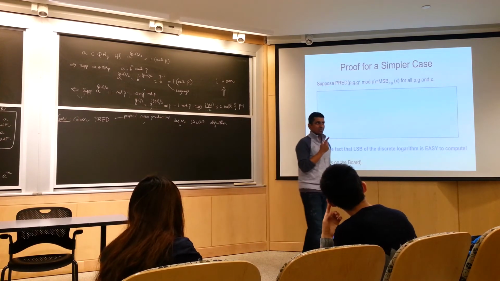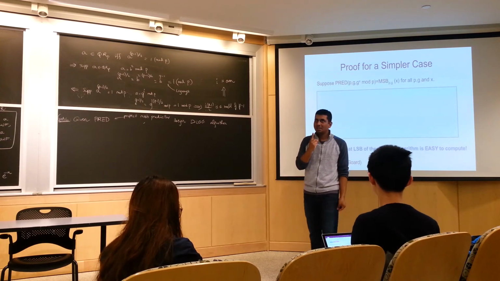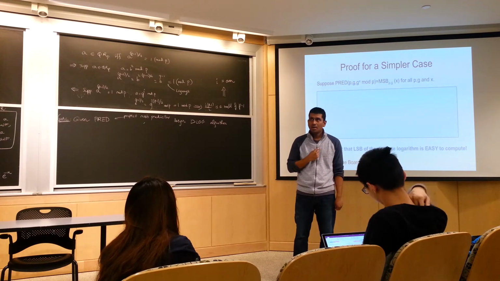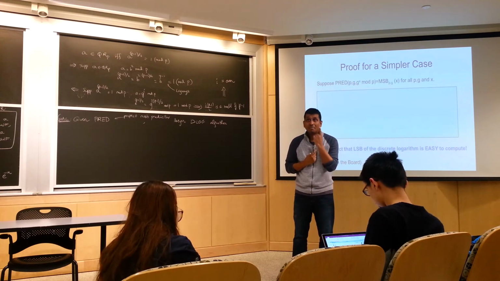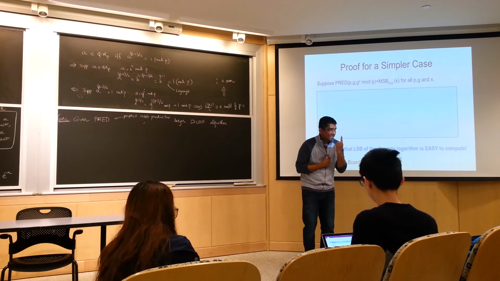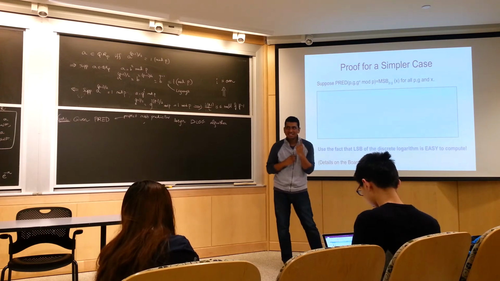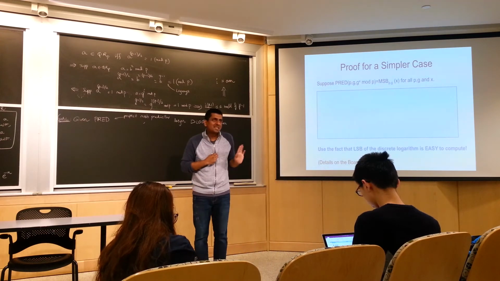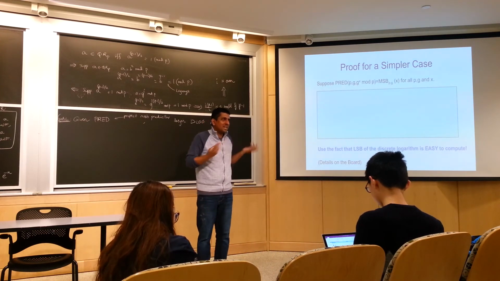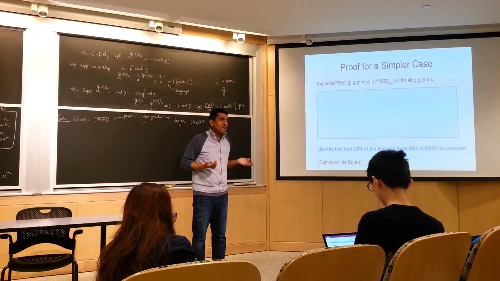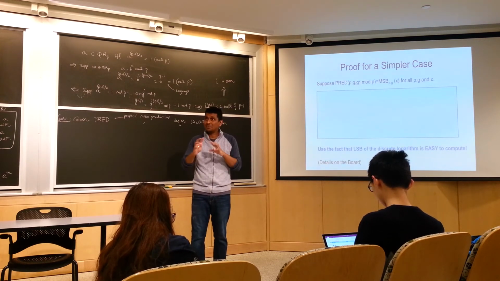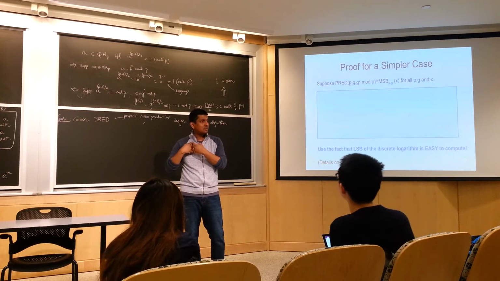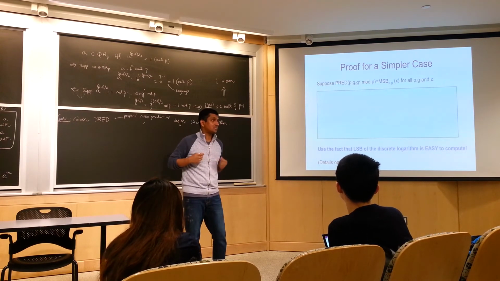Now, what is this predictor going to give? Every time I invoke the predictor on g to the x, it gives me 1 bit. That's not very much, right? I cannot hope to invoke this predictor once and get something out of it. 1 bit, I could have guessed it myself. I have to invoke this predictor many, many times in a nice way and extract enough information from it to piece together the discrete log.